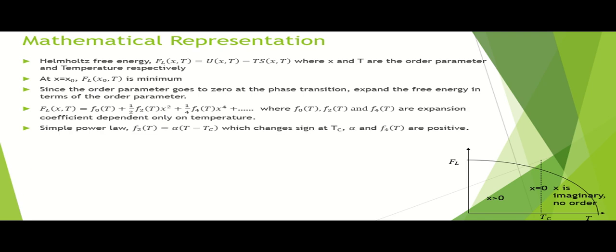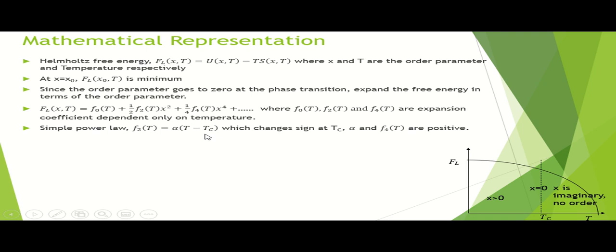Now F0 is anyway a constant that only depends on T, so we don't have to worry about this. But F2 is the second order, the coefficient of the second order term in the Taylor series expansion. We simply assume that it is a linear function of temperature. That means it is simply some constant alpha multiplied by T - Tc, a linear function of temperature away from the critical point. That critical point is the phase transition point.